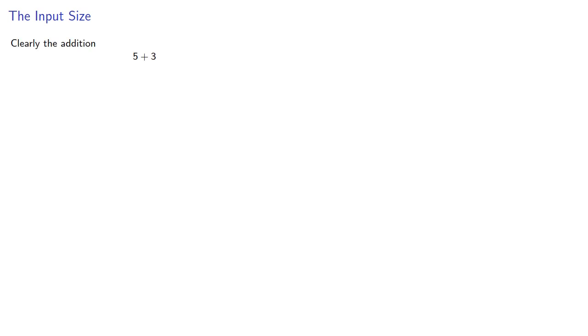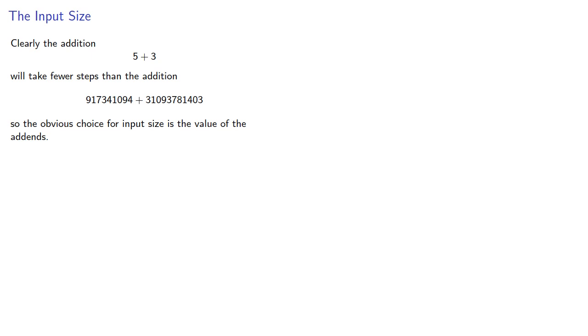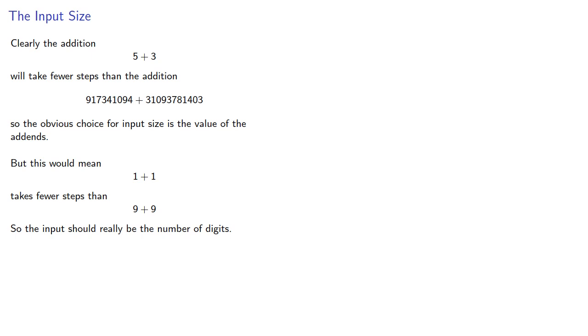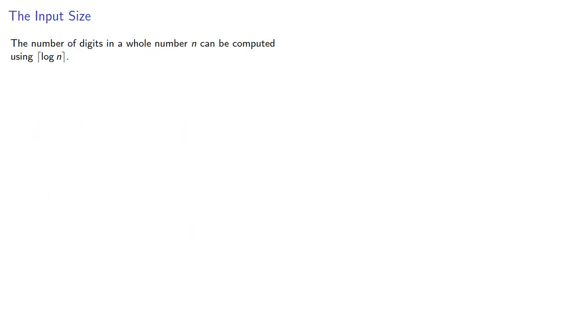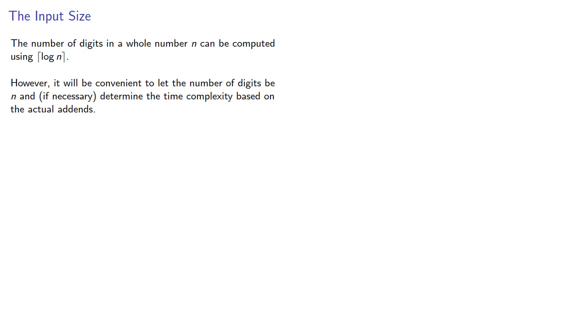Clearly the addition will require fewer steps for smaller addends, so the obvious choice for the input size is the value of the addends. But this would mean that 1 plus 1 takes fewer steps than 9 plus 9, so the input should really be the number of digits. Now the number of digits in a whole number n can be computed using the ceiling of log of n. However, it will be convenient to let the number of digits be n and, if necessary, determine the time complexity based on the actual addends.